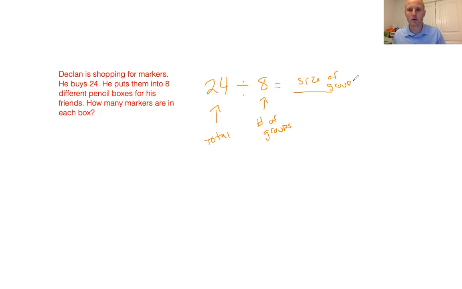How many markers are in each box? Okay. So again, this is a situation where we have 24 total. We're dividing it into 8 groups because we're going into 8 pencil boxes. So this is the number of groups. And the part we don't know yet is the size of group, because we're not sure how many markers are going to end up in each pencil box that Declan's going to give for his friends.